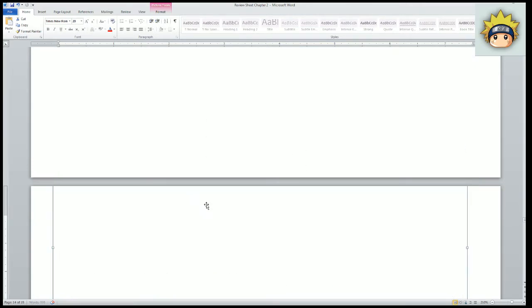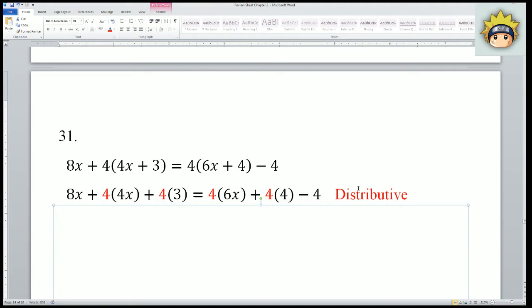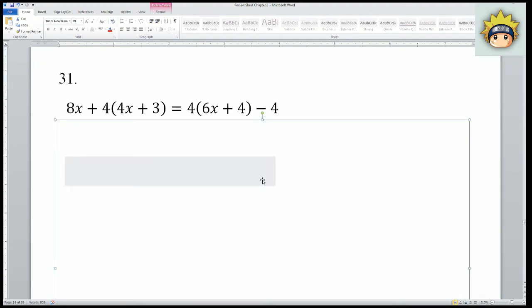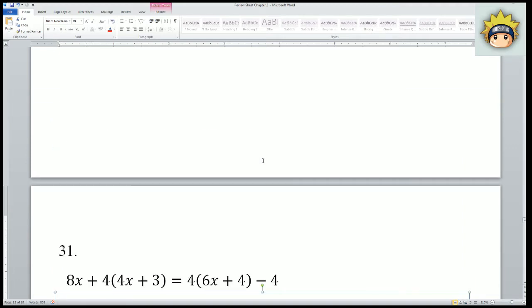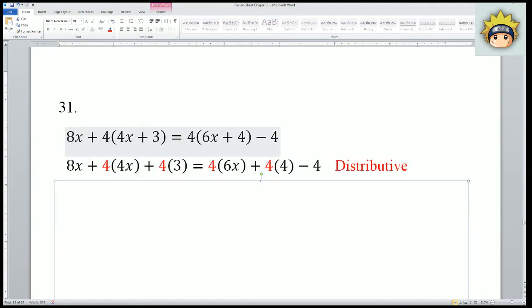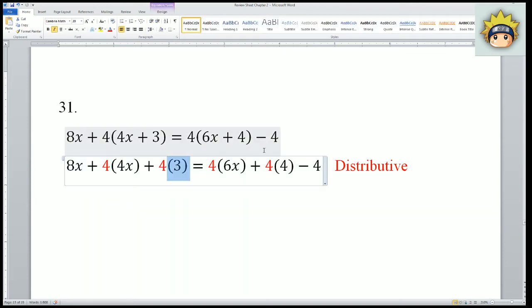Let's look at 31 now. Fairly big problem. But again, this should not change your process. The first process should always be to rewrite the equation. After you write the equation, you want to get rid of the parentheses by distributing. That's what you see here. Okay, 4 times 4x is right here. 4 times 3, second part. 4 times 6x, and 4 times 4, right? That's just the basic distributive property.